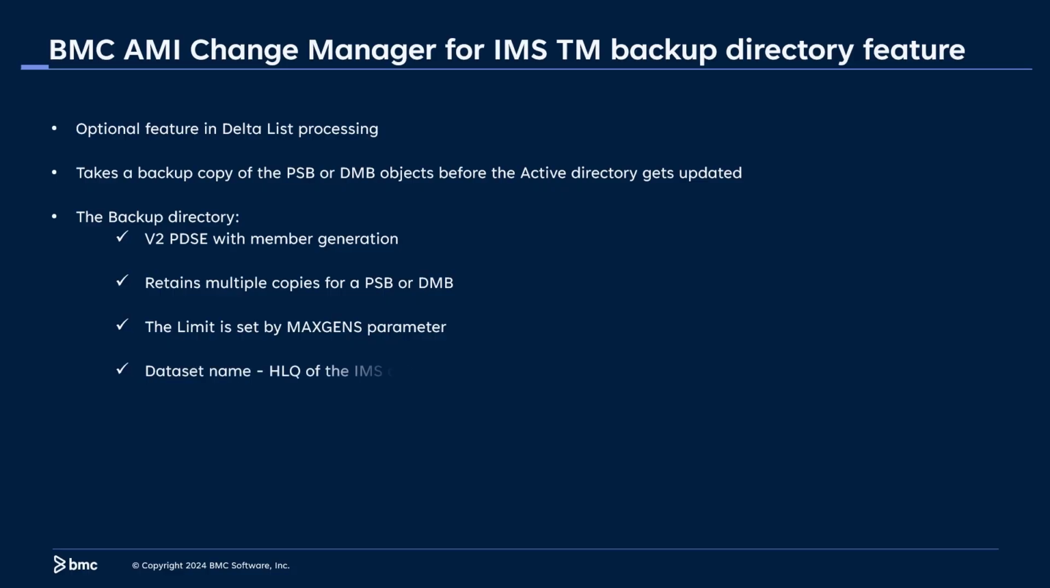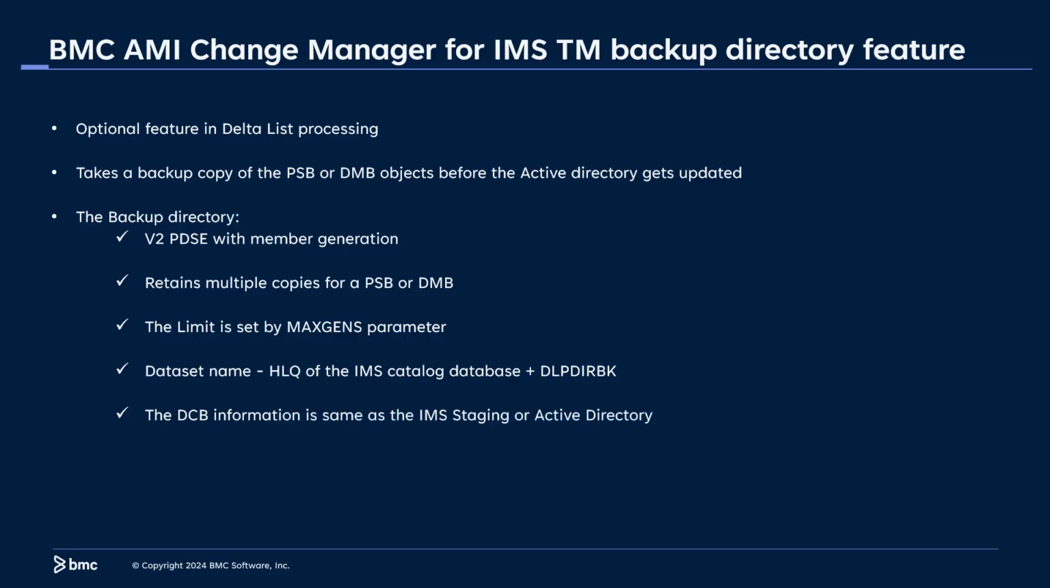The IMS catalog database's high-level qualifier defines the prefix for the backup directory dataset name, while the last low-level qualifier must be DLPDI or BK. The DCB information is the same as that used for the IMS staging or Active Directory. Enabling this feature simply involves allocating a backup directory dataset, and disabling it requires either deleting or renaming the dataset.